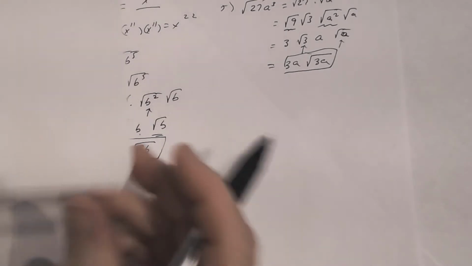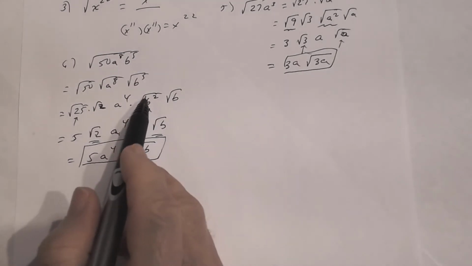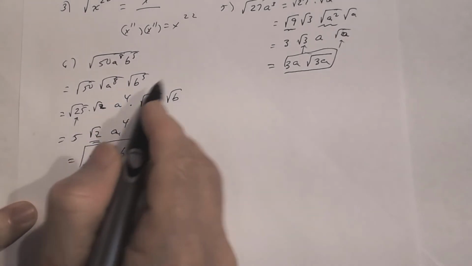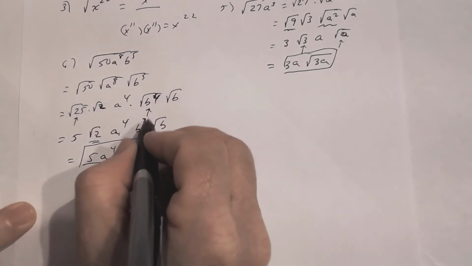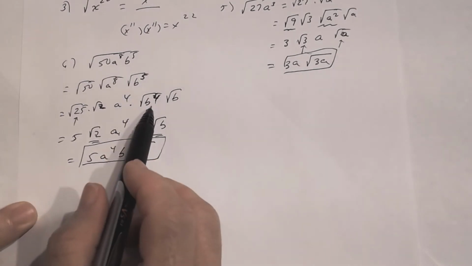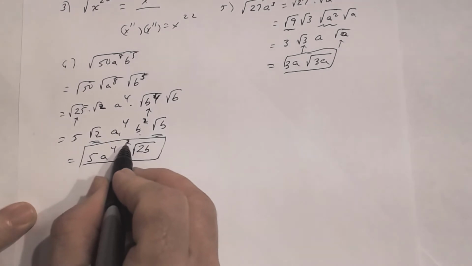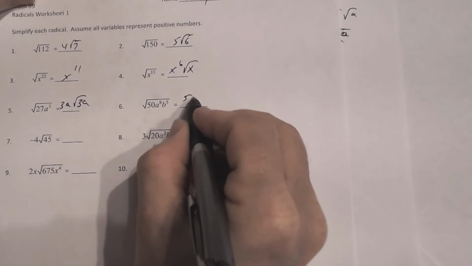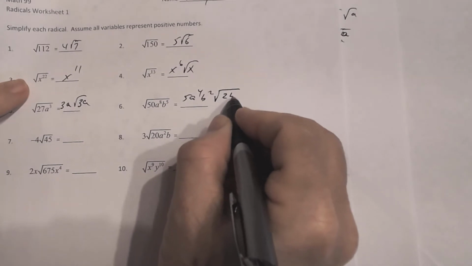Number 6, you have 5a to the 4th. Sorry, so that was, let's go back over here. That's a 5. I thought that was a 3. So that's a 5. So this is a 4, right? So that's going to be b squared. Okay, the square root of b to the 4th is b squared, because b squared times b squared is b to the 4th. All right, so the answer to number 6 is 5a to the 4th, b squared, times the square root of 2b.